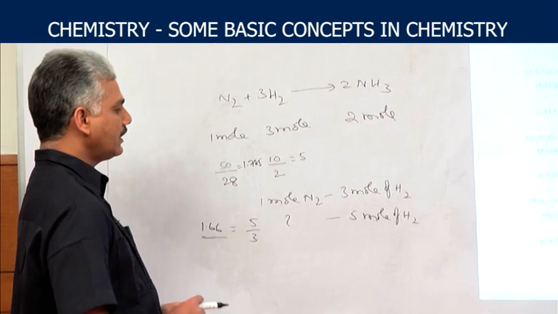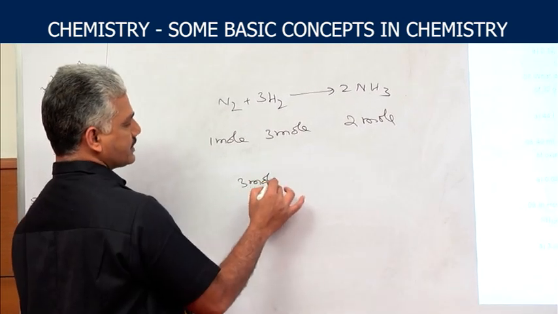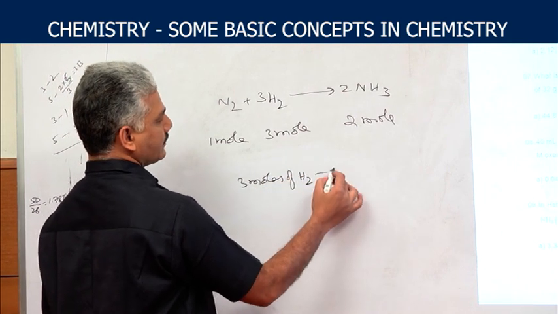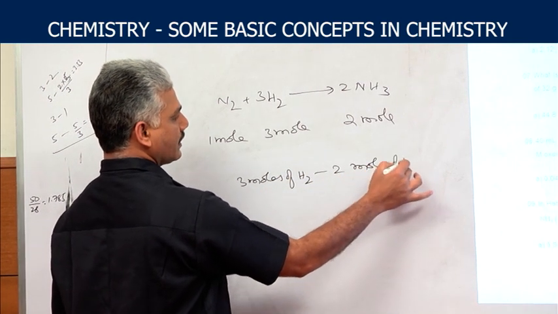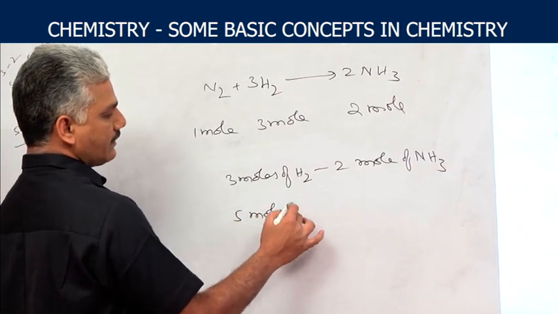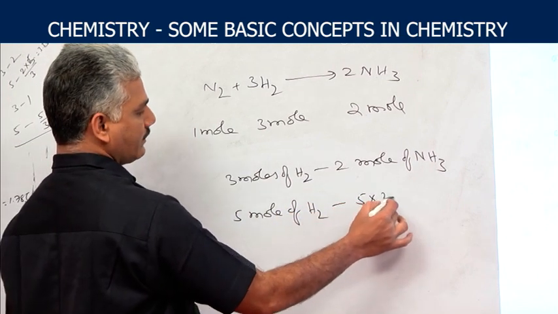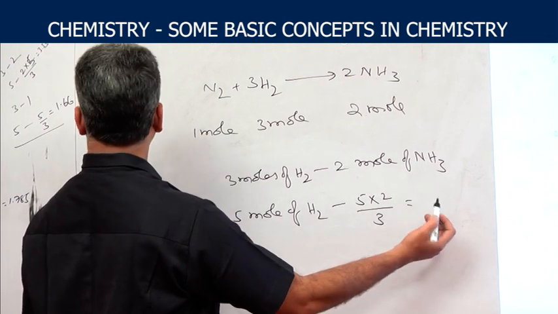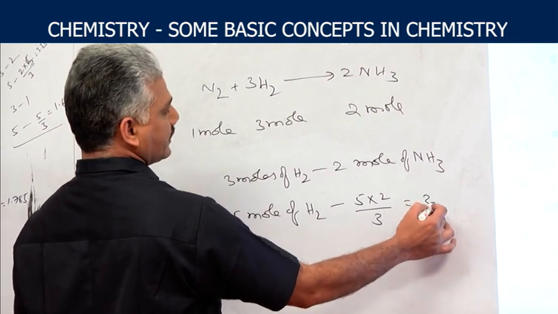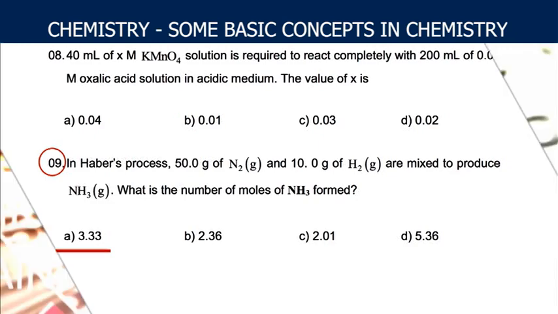So, accordingly we get how much ammonia, that is what we have to find out. When 3 moles of hydrogen completely react, we get 2 moles of ammonia. The number of moles of hydrogen as per the available data in the problem is 5 moles. So, that comes out to 5 into 2 by 3, that is equal to 3.33. So, for this problem, the first option can be taken as the correct answer, that is 3.33 moles.